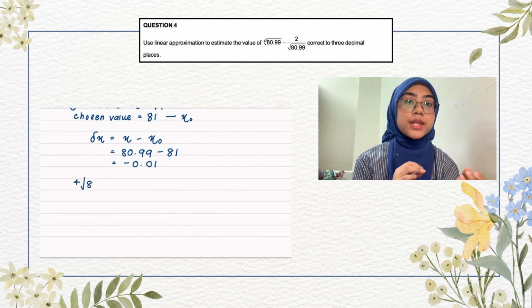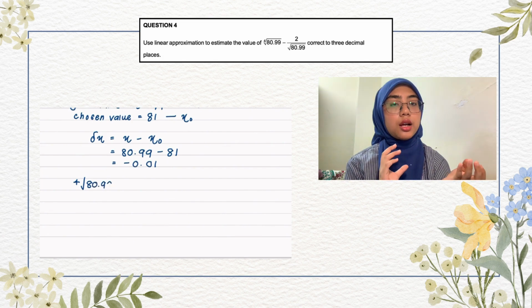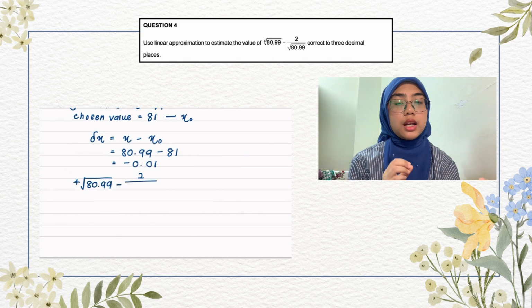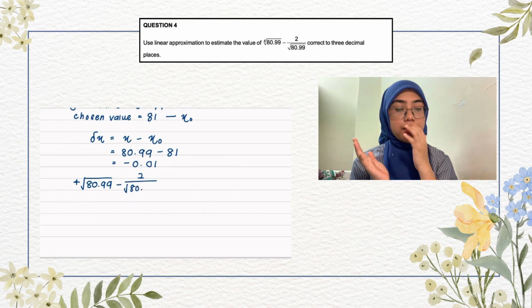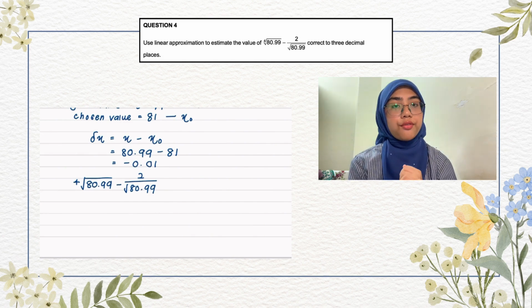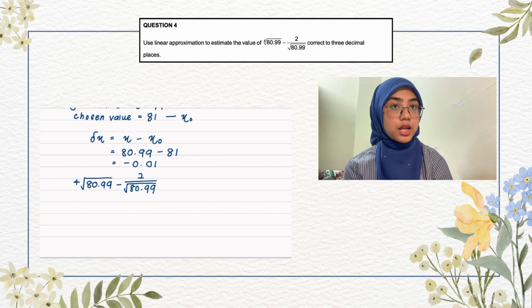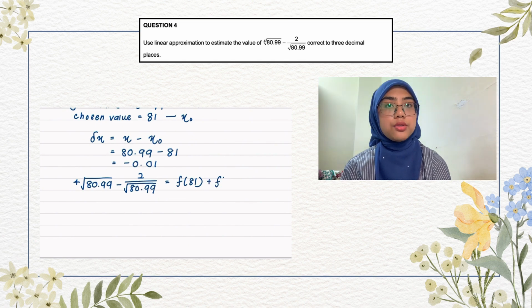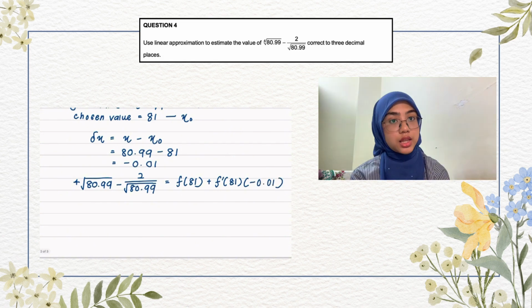Now we can substitute the value into the formula that we have derived earlier. So the fourth root of 80.99 minus 2 over square root of 80.99 equals the initial value, with the chosen value of 81, plus f prime of 81 multiplied by negative 0.01.